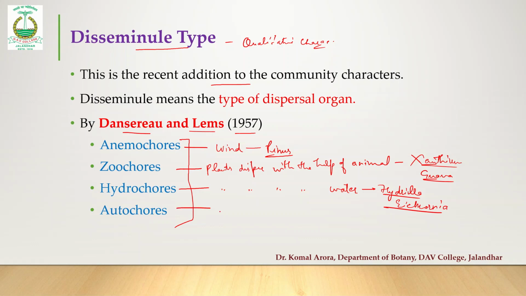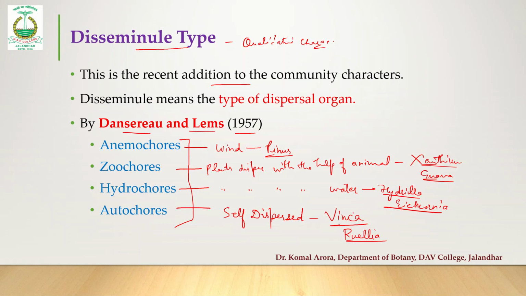And last is autochores. Autochores means which are self-dispersed. Means no external agency is involved in dispersal. And this is observed in case of vinca, sadabahar. There is another plant, very pretty plant. The flowers, they are red in color. It is called Ruellia. There also we observe the autochore type.